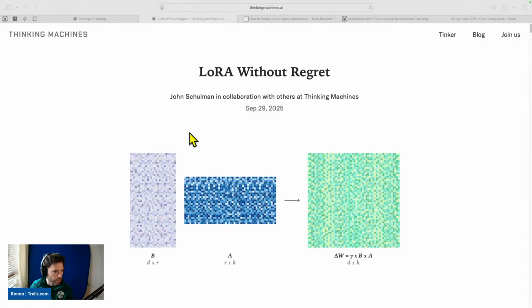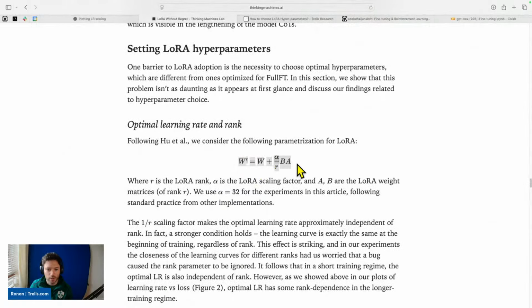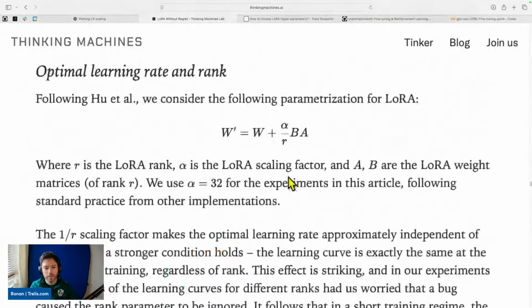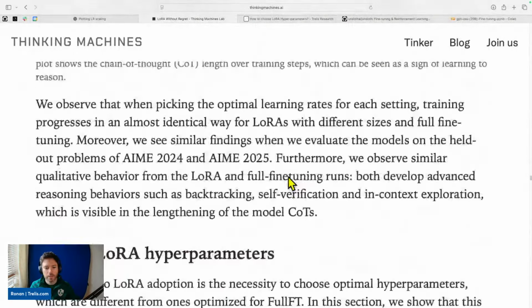So LoRA is an equation, which hopefully I'll see down here. If I scroll down, this is the key LoRA equation. Let me zoom into it. Here we go. So W here is a matrix.